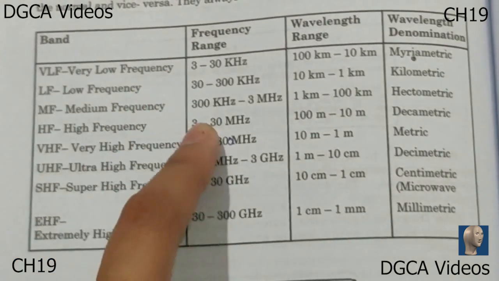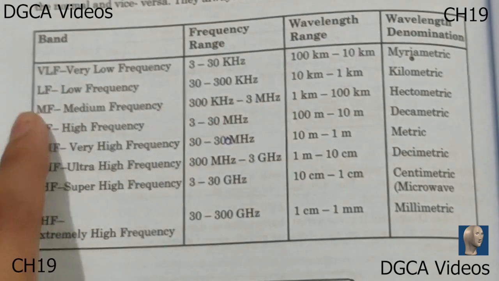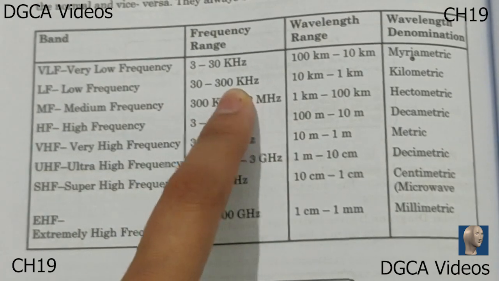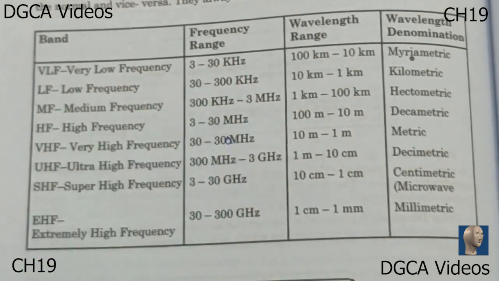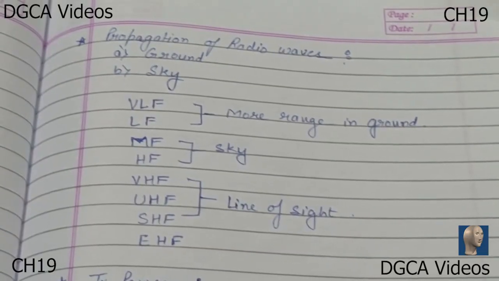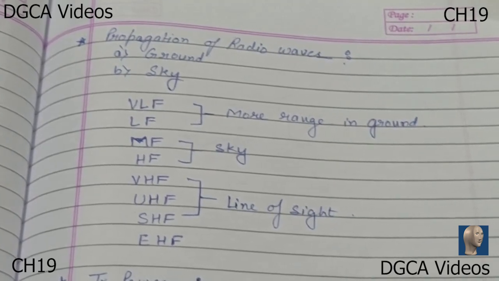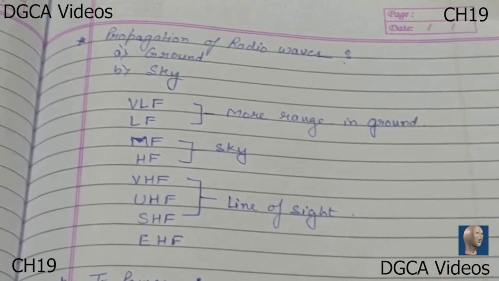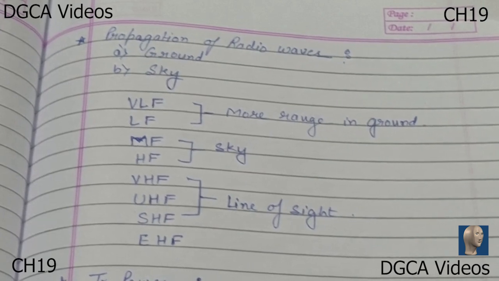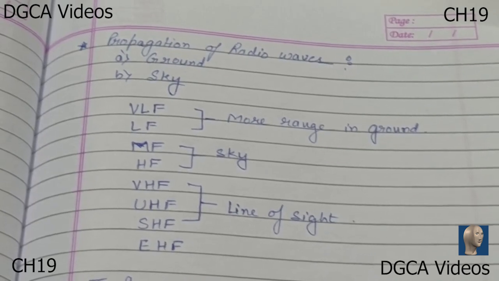Similarly, if you go below high frequency, you will find it is from 300 kilohertz to 3 megahertz, which is medium frequency. 30 to 300 kilohertz is low frequency, and 3 to 30 kilohertz is very low frequency. Radio waves propagate by two methods: ground waves or sky waves. A ground wave is a wave received either directly from the transmitter or after reflection from the ground, and a sky wave, as the name suggests, is a wave received at the receiver after getting refracted from the atmosphere.